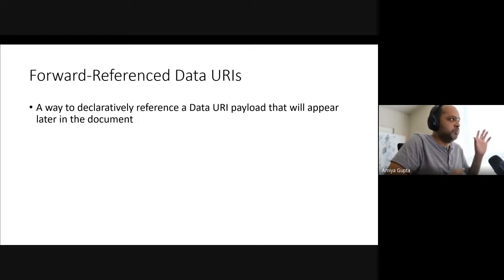The technique is basically a way to declaratively reference a data URI payload that will appear later on in the document. Right now, you have to declare the data URI exactly where it's used. But there might be some benefits to being able to reference data URIs that live in other places in the same document. And if this doesn't really make sense, I'll go through some examples that hopefully make that a little bit clearer.